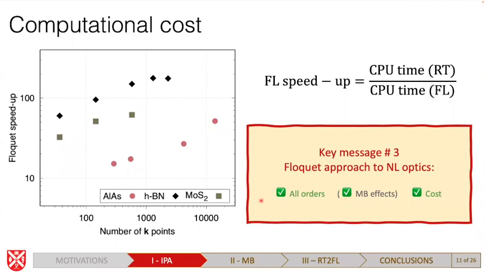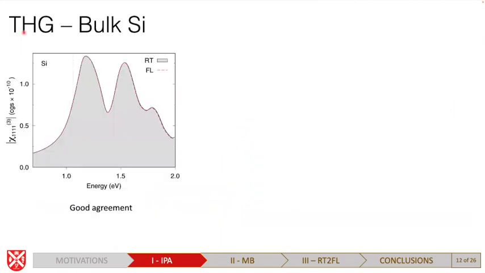In any case, before going into that, let me take advantage of this being non-perturbative and show you that we can also extract third harmonic generation spectra. This case for bulk silicon, again, with a good agreement between the two methods.